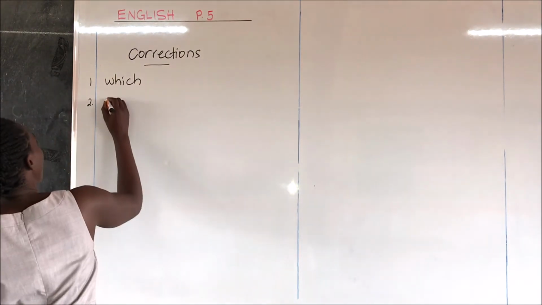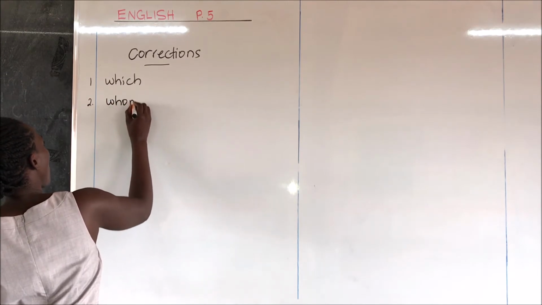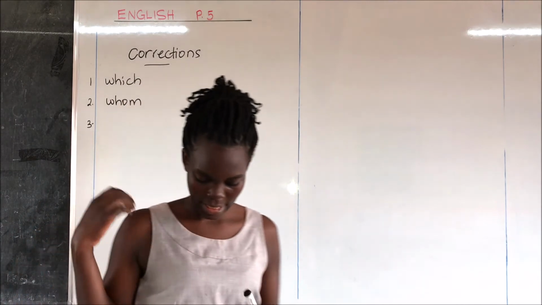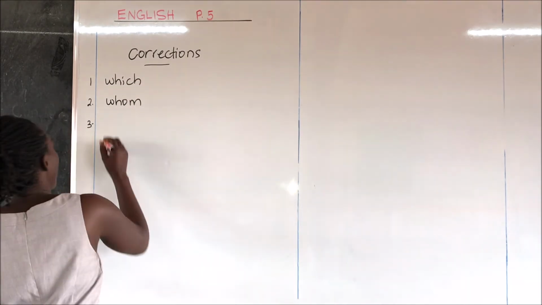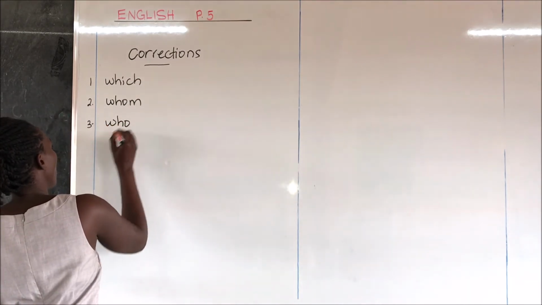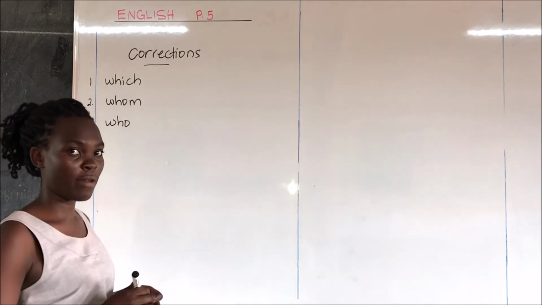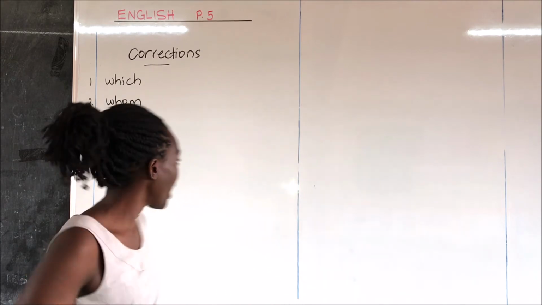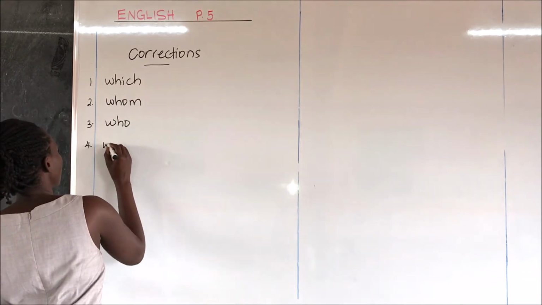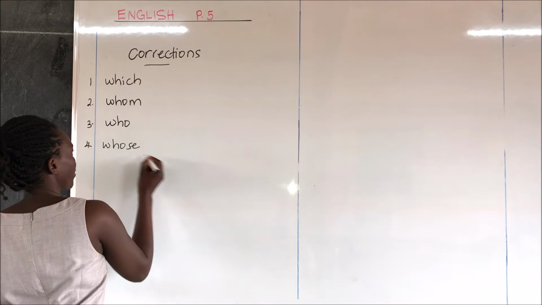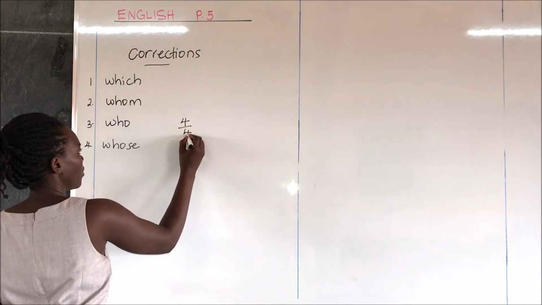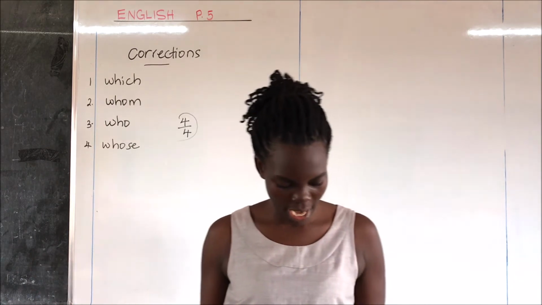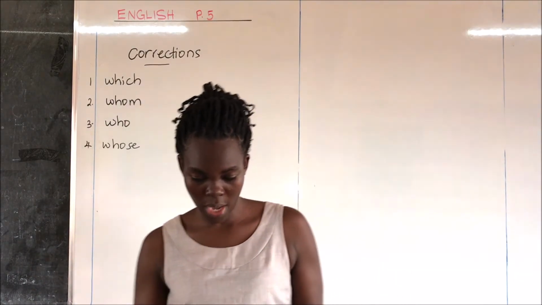Number 2, the answer is whom. You have something like that, you give yourself a tick. Then number 3, I have who. Put a tick if you have it. Then make corrections if you don't have it. Lastly, number 4, the answer is whose. You have a 4 out of 4. Perfect. So we are putting the corrections aside and moving on to what we are supposed to handle today.